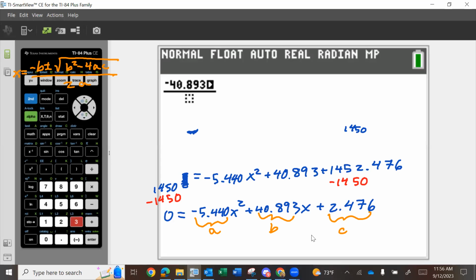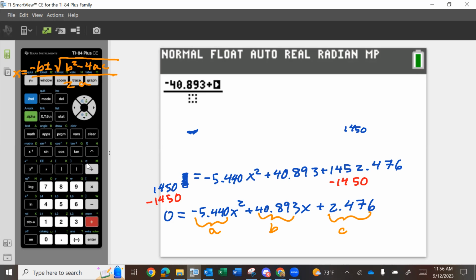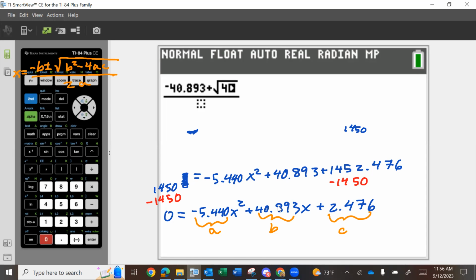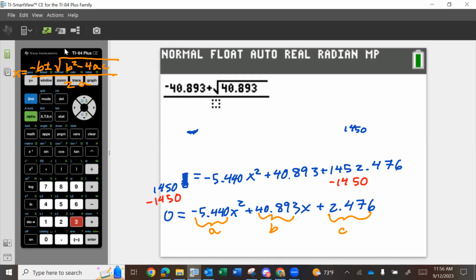40.893. Then it says you're supposed to do the plus and minus. Well, the calculator won't do both, so you just do one of them at a time. So I'll do the plus sign first, and I'll come back and get the minus in there. Then it says do a big square root sign. So I'll go second square root. Then it says do b again. Well, b is 40.893. Yeah, b is very popular. Then it says we got to square that. So I'll square the b.